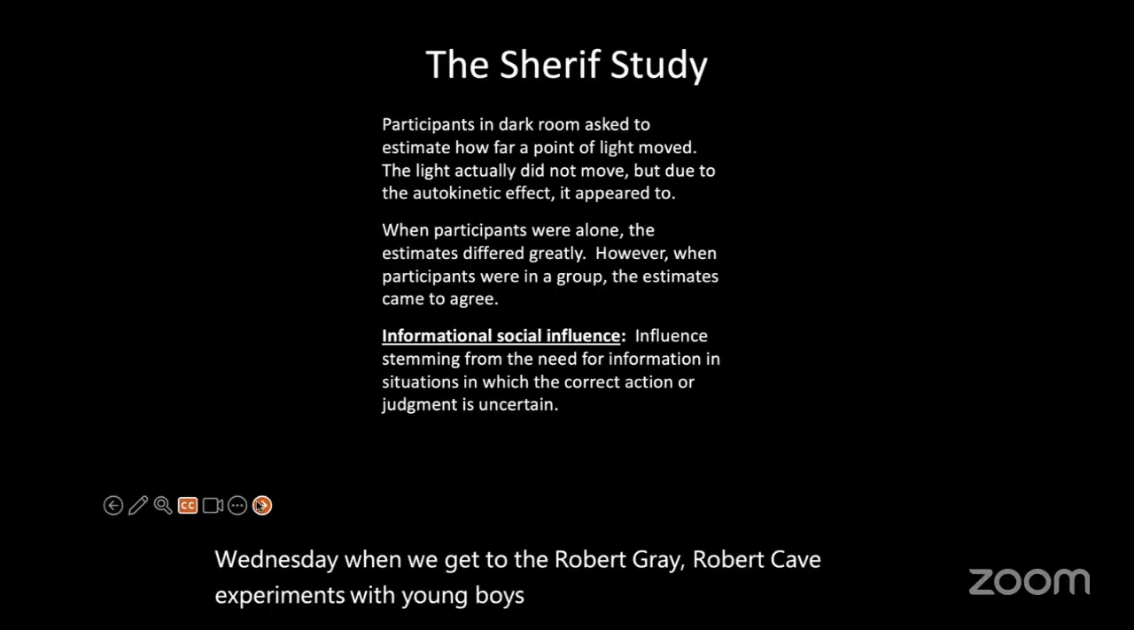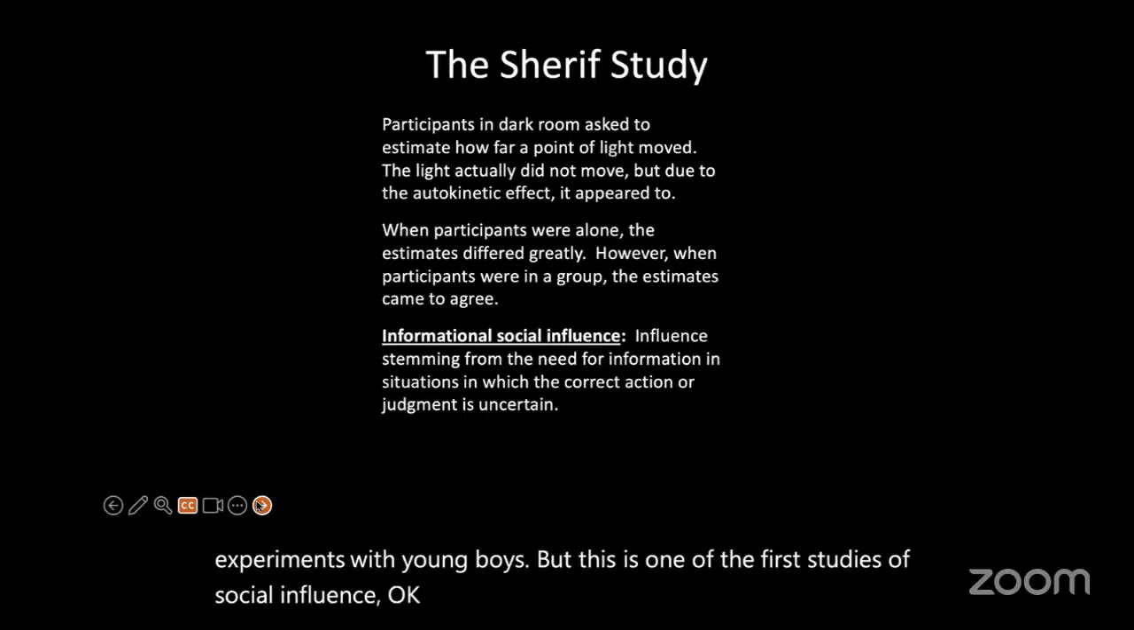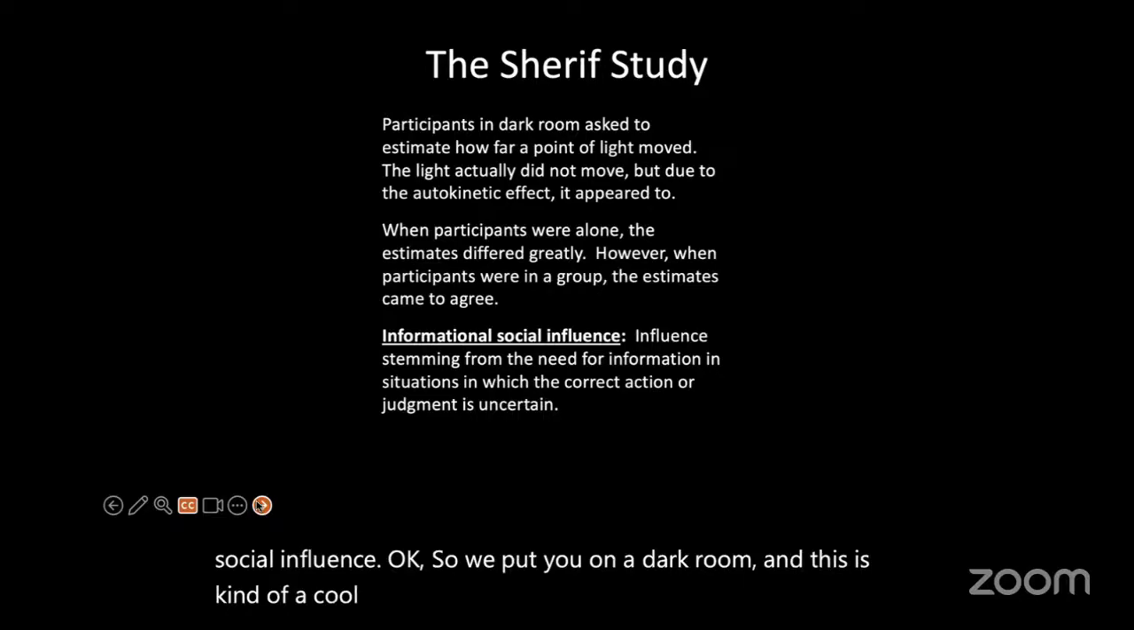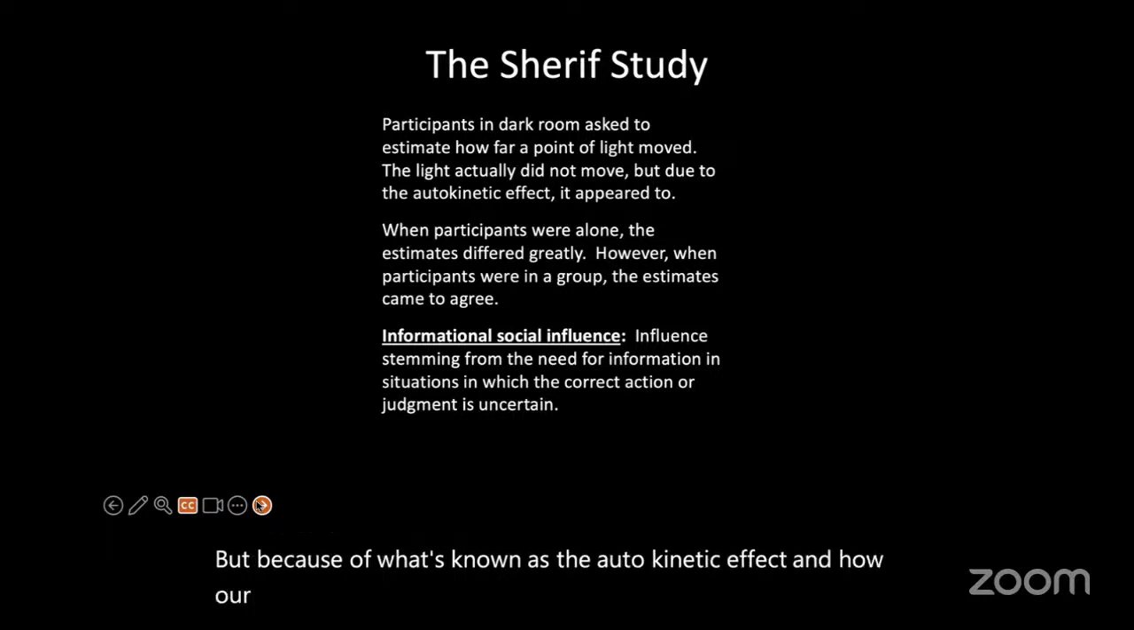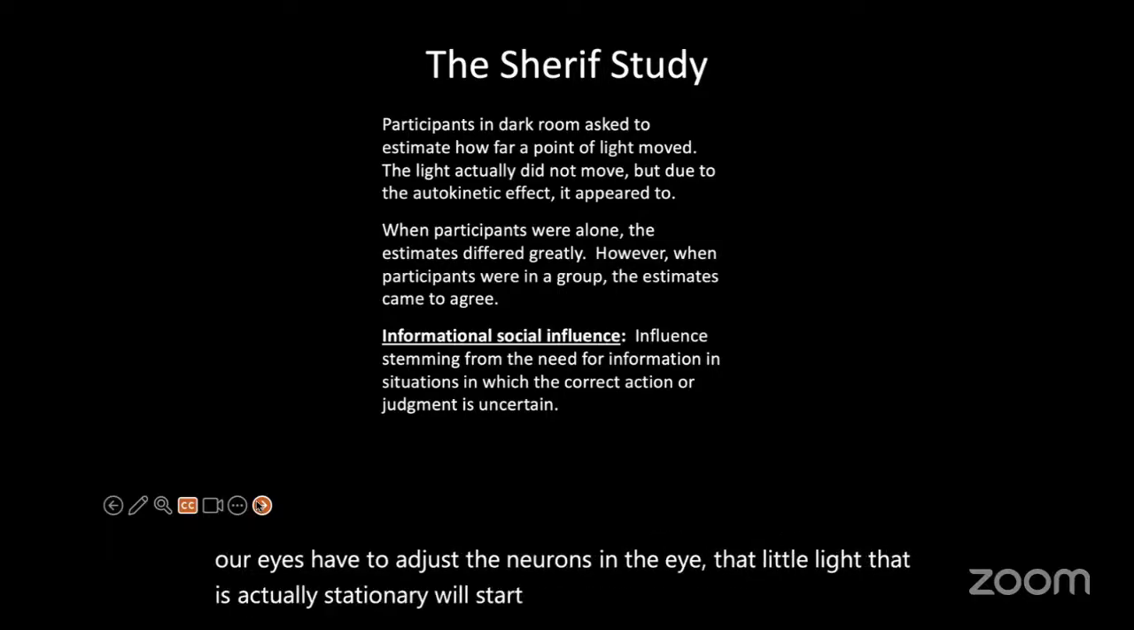But this is one of the first studies of social influence. Okay, so we put you in a dark room, and this is kind of a cool thing if you ever want to see. We put a fixed beam of light on a wall. Okay, it's stationary. But because of what's known as the autokinetic effect and how our eyes have to adjust the neurons in the eye, that little light that is actually stationary will start moving back and forth.